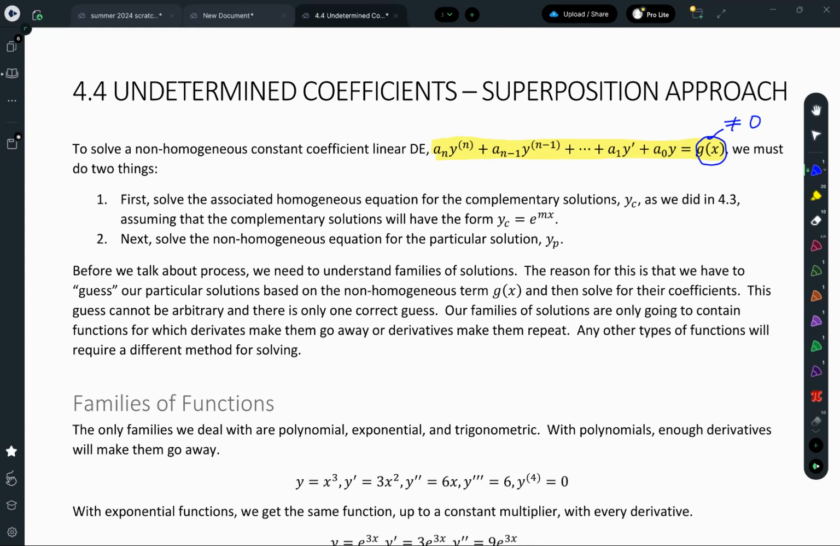Remember, if we're working with a second order homogeneous equation in step 1, then we should expect two solutions, and y sub c will be a linear combination of those two solutions. If it's third order, 3 solutions, and so on. Once we're done finding the complementary solution, then we're going to solve the non-homogeneous equation for the particular solution y sub p. But before we begin this whole process, we need to learn how to correctly, quote unquote, guess what our particular solution might be.